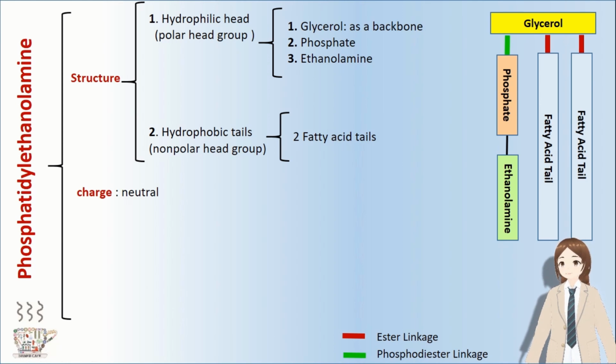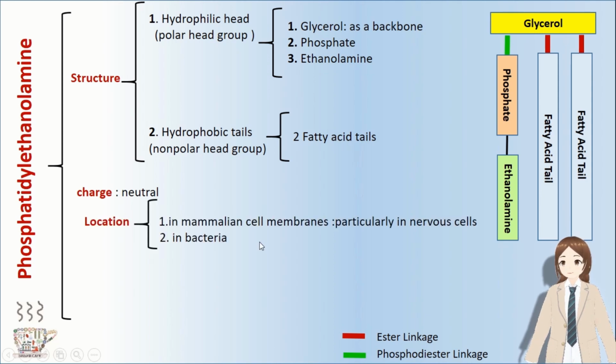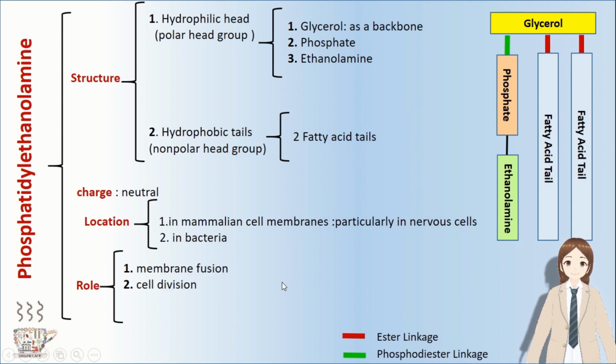The charge of phosphatidyl ethanolamine is neutral at physiological pH, carrying one positive and one negative charge. It's located in mammalian cell membranes, particularly in nerve cells and in bacteria. It plays a role in membrane fusion, cell division, and as a precursor and substrate in biological pathways.